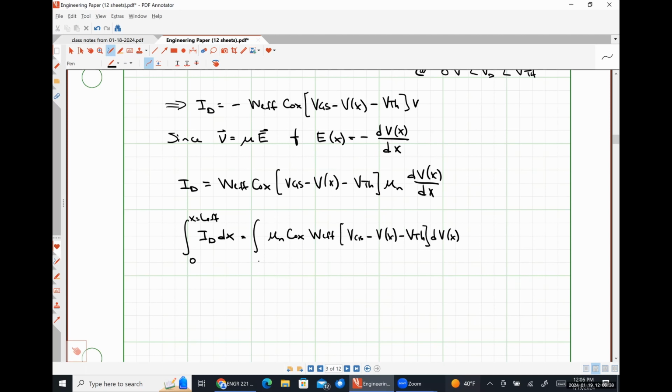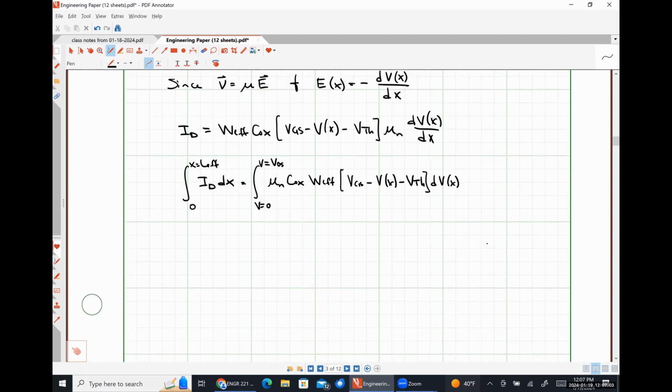So at X equal to 0, the potential V is equal to 0 because we know that our source is grounded. And we're going to be integrating to VDS or VD, the same thing here because the voltage at our source is 0. So this is just the potential difference between the drain and the source. And so the result of this integration is going to be ID.